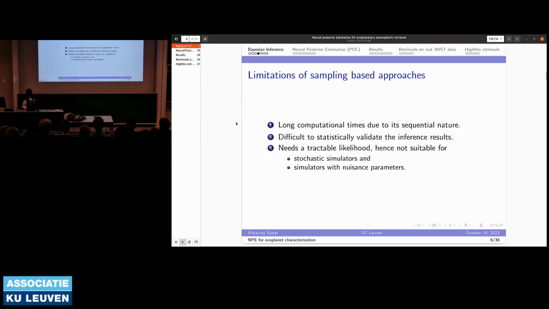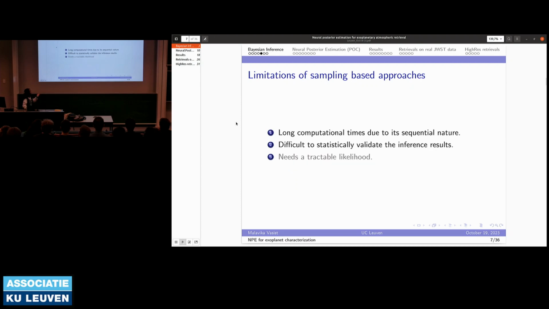And the third problem is that MCMC and nested sampling need a tractable likelihood. But it is not suitable to have a tractable likelihood in case your simulator is stochastic, or if you have a lot of nuisance parameters in your simulators. But this is a problem for the future, I think, because right now all our atmospheric models are deterministic in nature. So we don't really deal with stochastic simulators, but in the future, when we start to add microphysics of the clouds, for instance, then we would want something stochastic in nature, and for a stochastic simulator, you cannot have a likelihood. And so approaches like MCMC and nested sampling would fail.